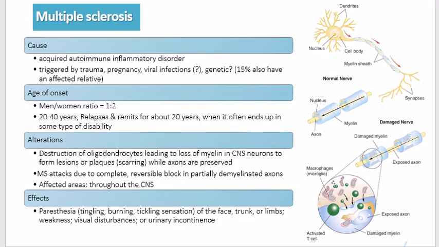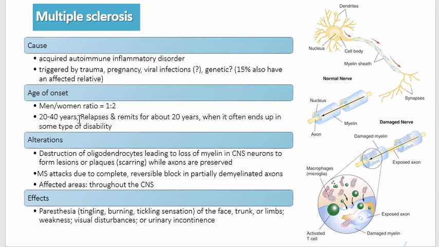The next condition is multiple sclerosis. Multiple sclerosis is an acquired autoimmune inflammatory disorder. It can be triggered by such events as trauma, pregnancy, possibly viral infections. There's a possible genetic component to it. Only 15%, though, of people with MS have an affected relative, so the genetic component is still sort of uncertain. And it affects women more than men. Age of onset is anywhere between 20 and 40 years of age.